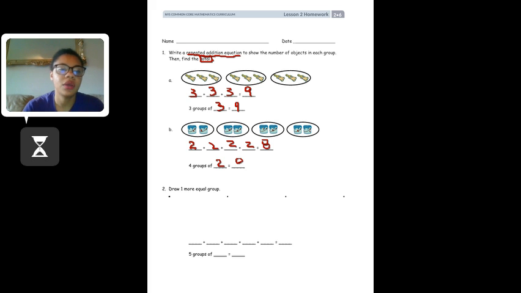So I'm going to put a circle right here. The number 8 right here. And as you can see, 2 plus 2 plus 2 plus 2, 4 times, is 8. And then in 3rd grade, you'll learn that 4 groups of 2 equals 8.